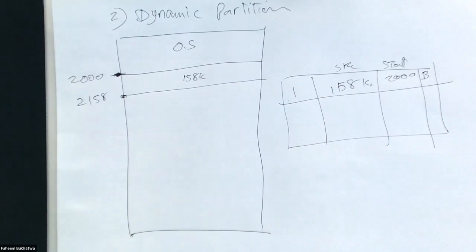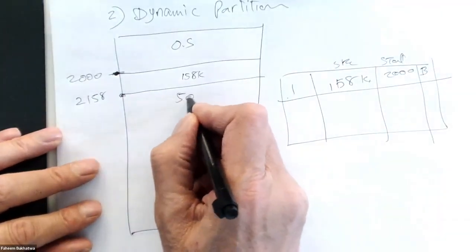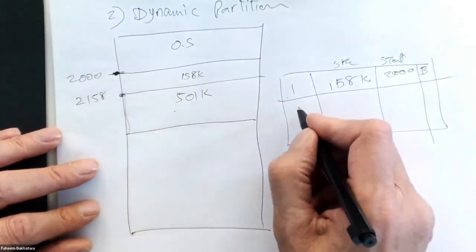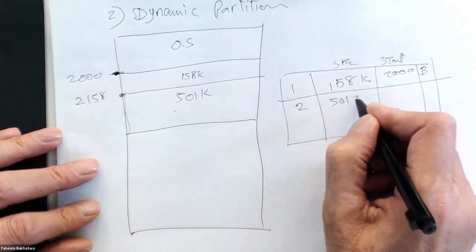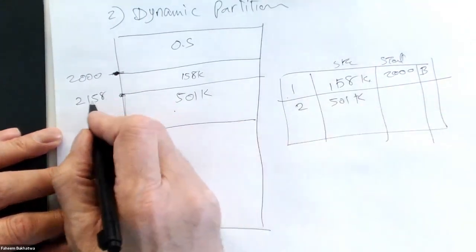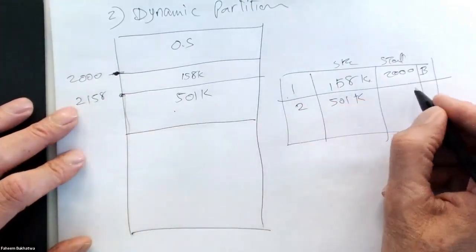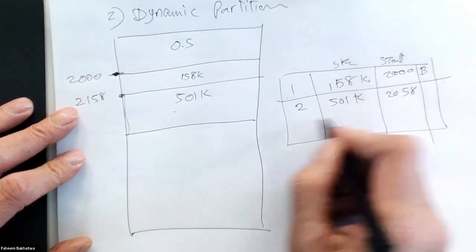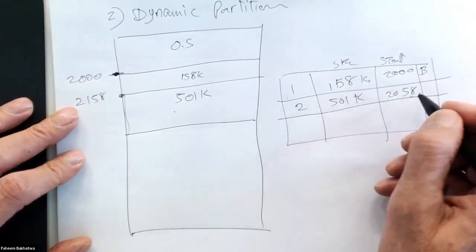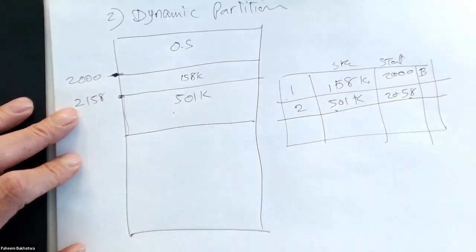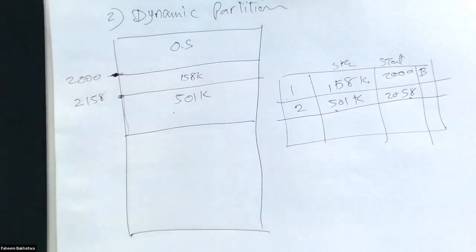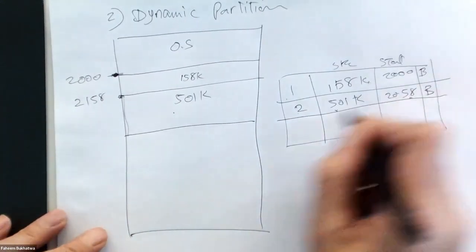So another program comes in, says, I need 501K. So right, we give you exactly 501K. So we know process number 2 is 501K, and it starts at this address, 2158. Where does it end? You have to take the starting address plus the size, and that will tell you exactly where every block ends. So if you start at location 300 and you need 50, then you end at 350. And this is busy as well, and so on.